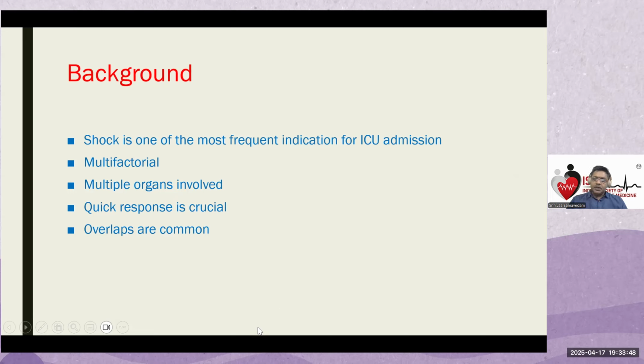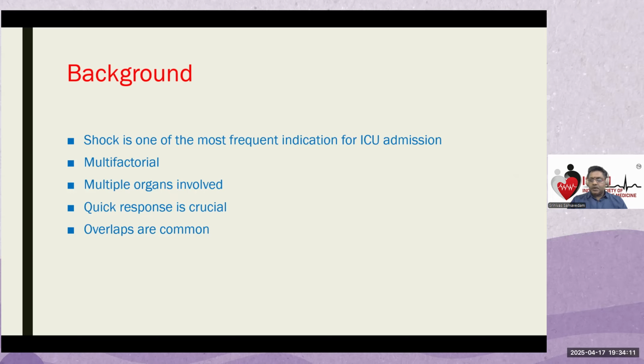In patients in the intensive care unit, multiple organs are often involved when you are managing patients with shock, and your approach should include assessment of all these organs. But to avoid shock from becoming a cause of mortality, your quick response is probably the most crucial element because, as I mentioned before, overlaps are common.